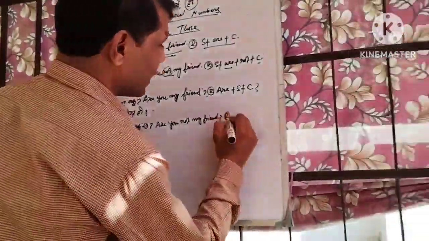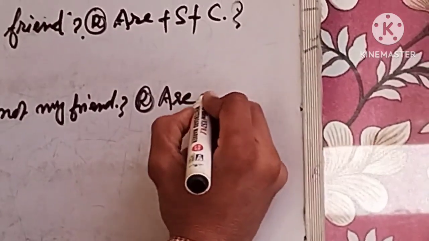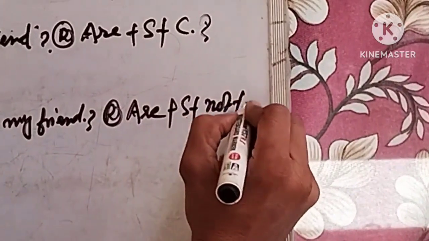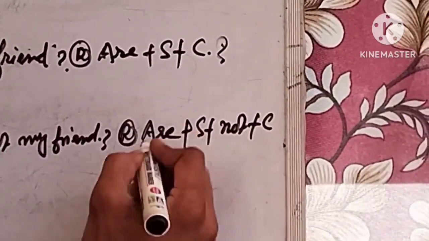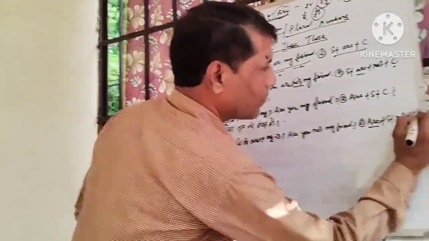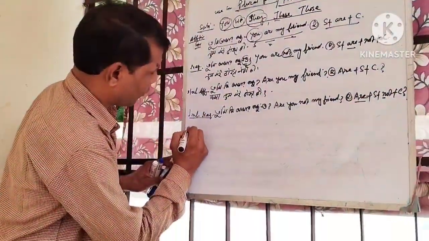Rule. What is the rule there? Are plus subject plus not plus complement. Before the subject, use the verb or helping verb, and not goes before the complement. Clear? It's interrogative. Now rule number 4.